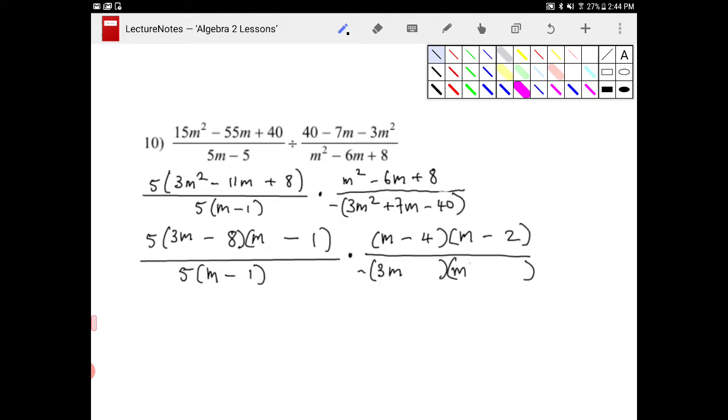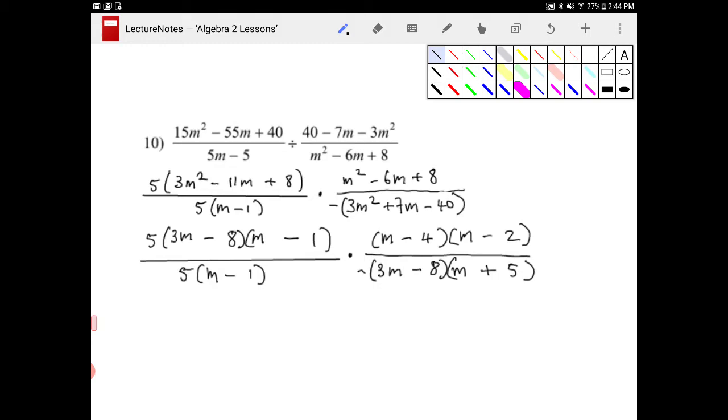So 8 and 5 makes 40, but I need 7 to be in the middle. So if I have 5 here, that's 15. 15 minus 8 is, in fact, 7. So I have 8 there. All right, so that means this is going to be plus, and this is going to be minus.